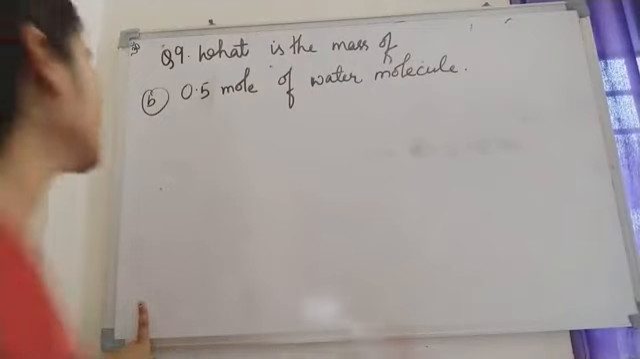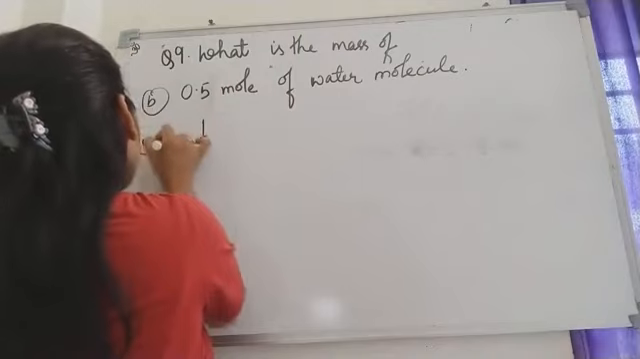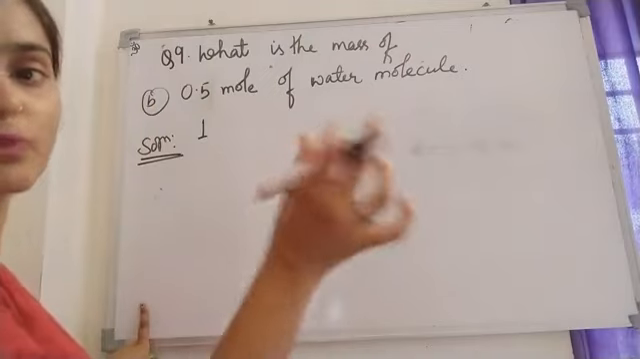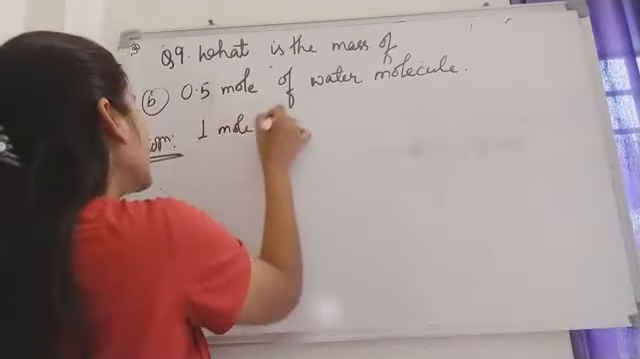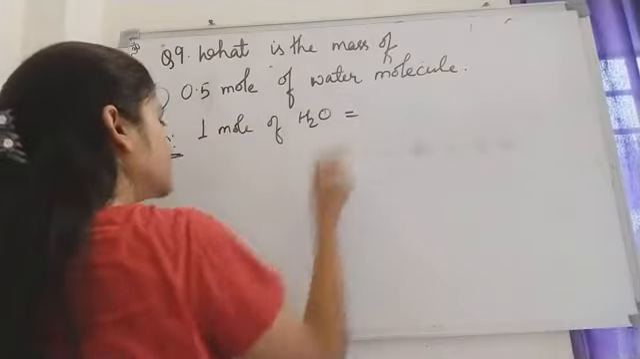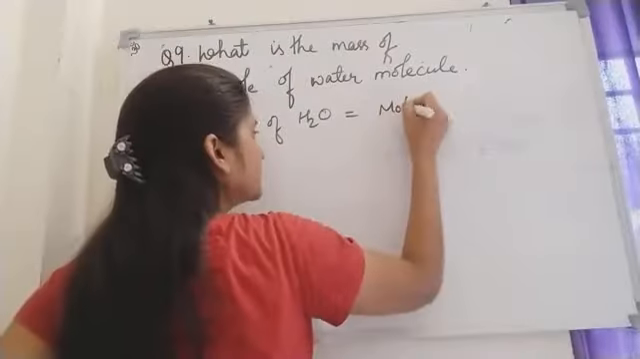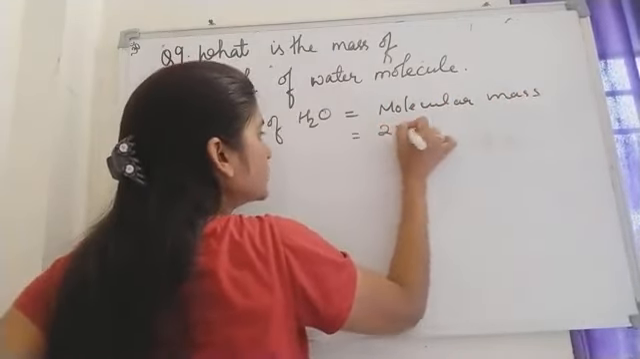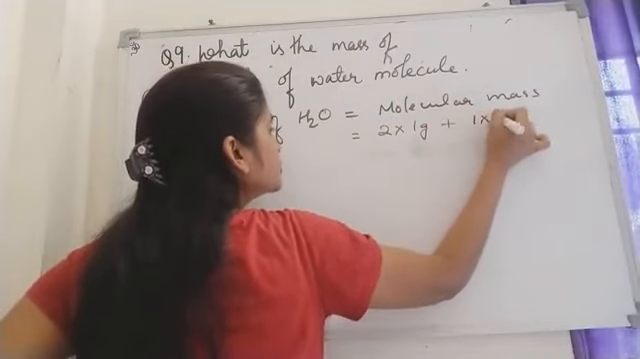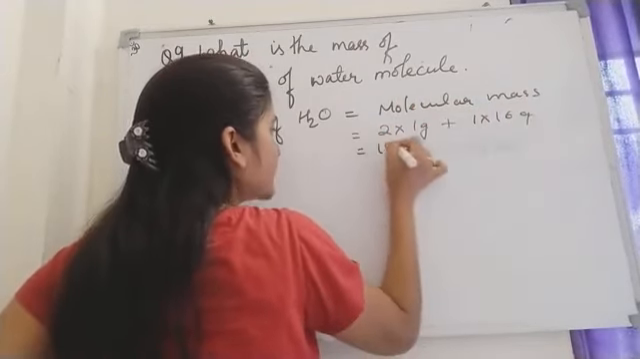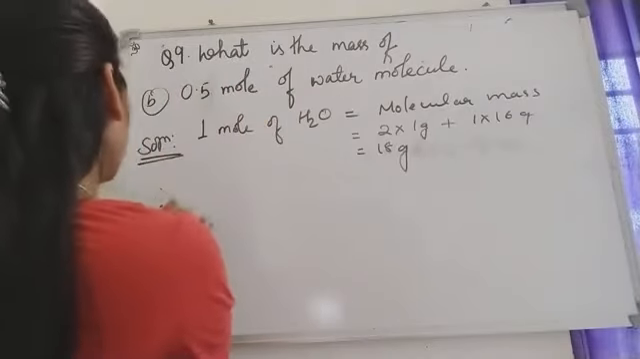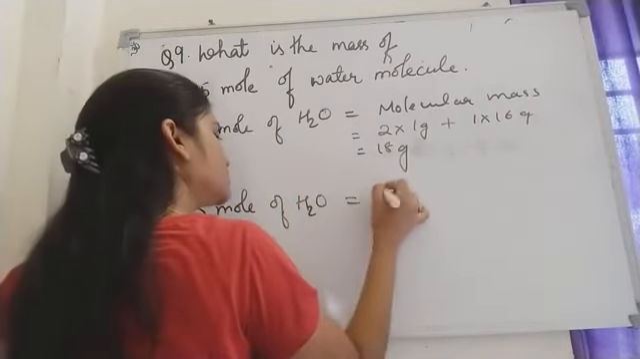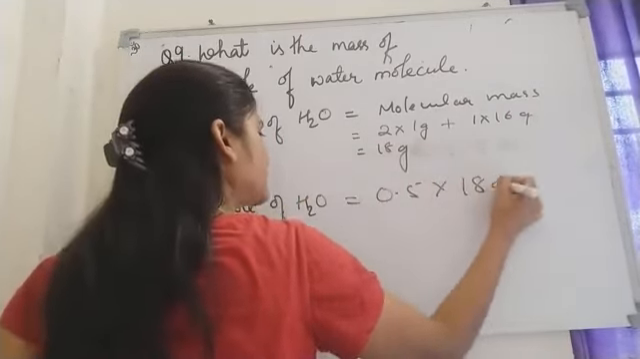Here is part B, 0.5 mole of water. I am not using the formula, I will use the other one, because it helps me to remember that 1 mole of anything is equal to its molecular mass. So write down, 1 mole of water is equal to its molecular mass. What is the molecular mass? 2 into 1 gram plus 1 into 16 grams, that is equal to 18 grams.